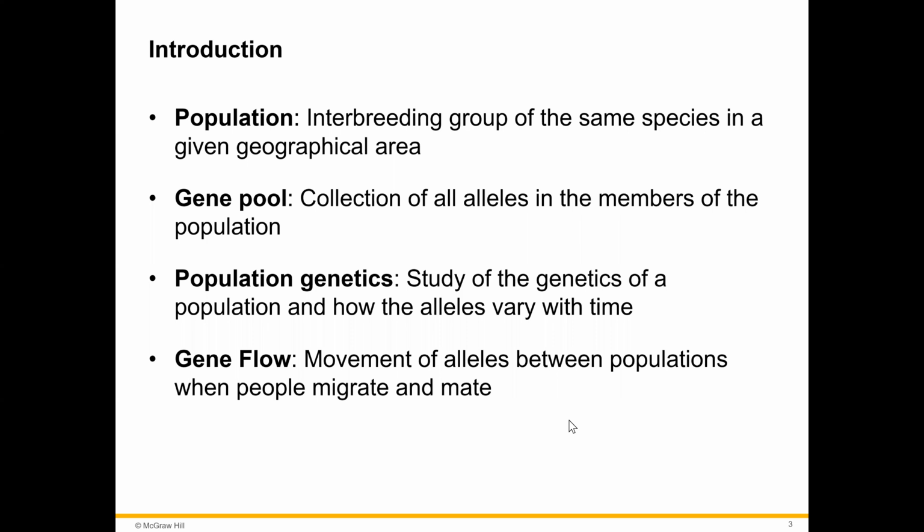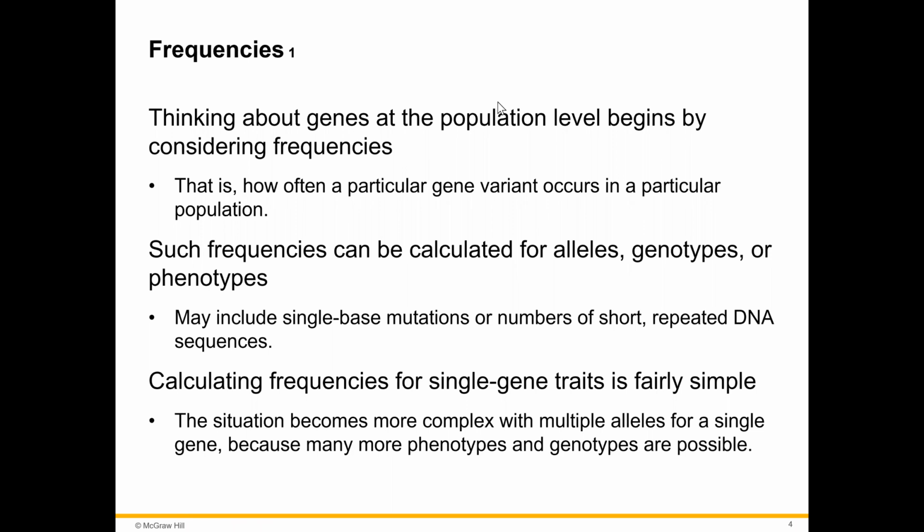So thinking about genes at the population level begins by considering frequencies. That is how often a particular gene variant occurs in a particular population. Such frequencies can be calculated for alleles, genotypes, or phenotypes. Many include single base mutations or numbers of short repeated DNA sequences. Calculating frequencies for a single gene trait is fairly simple. The situation becomes more complex with multiple alleles for a single gene because many more phenotypes and genotypes are possible.